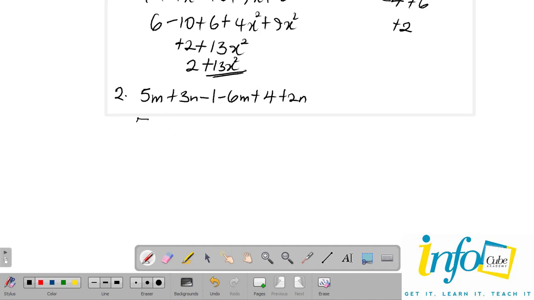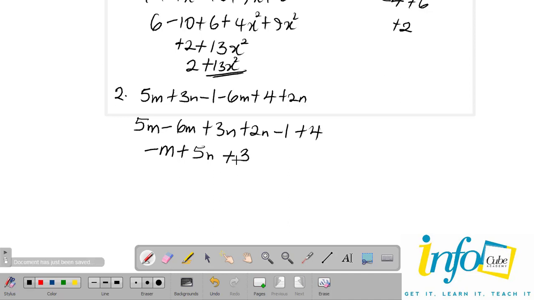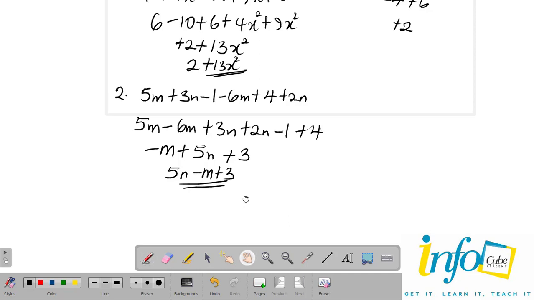We collect like terms. We have 5m minus 6m, then plus 3n plus 2n minus 1 plus 4. This will give us minus m, and these 2, plus 3n plus 2n, will give us plus 5n. Minus 1 plus 4 will give us plus 3. Now we can still rearrange this to have 5n minus m plus 3 as our answer. So let's solve the third one.